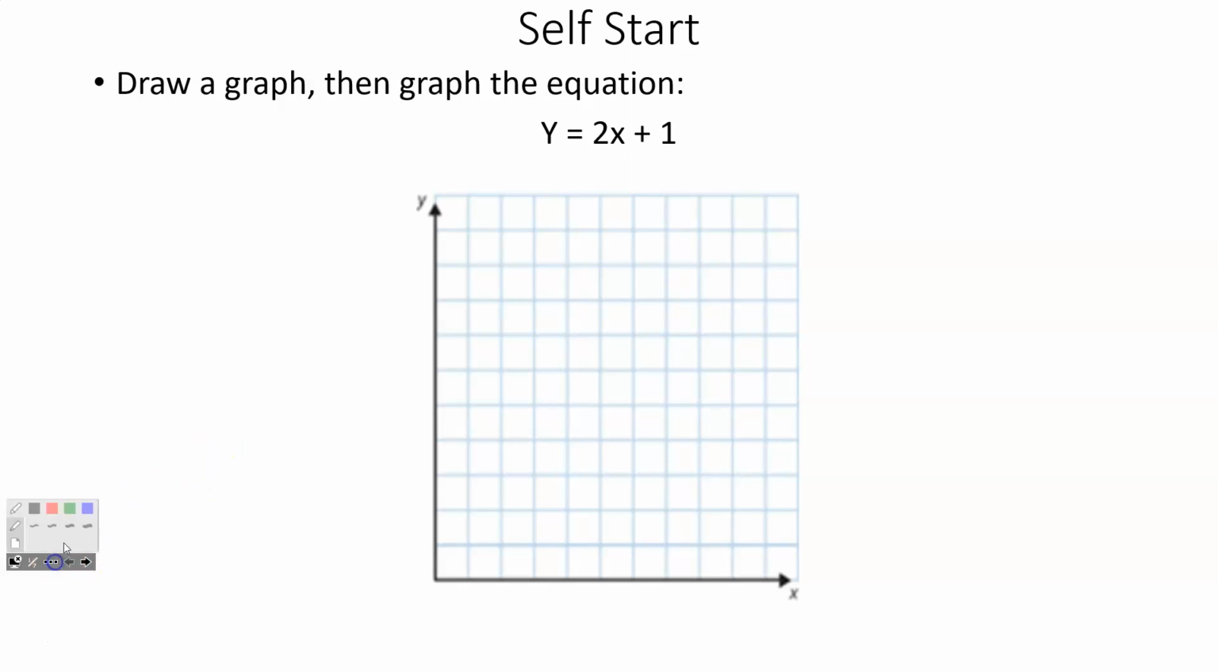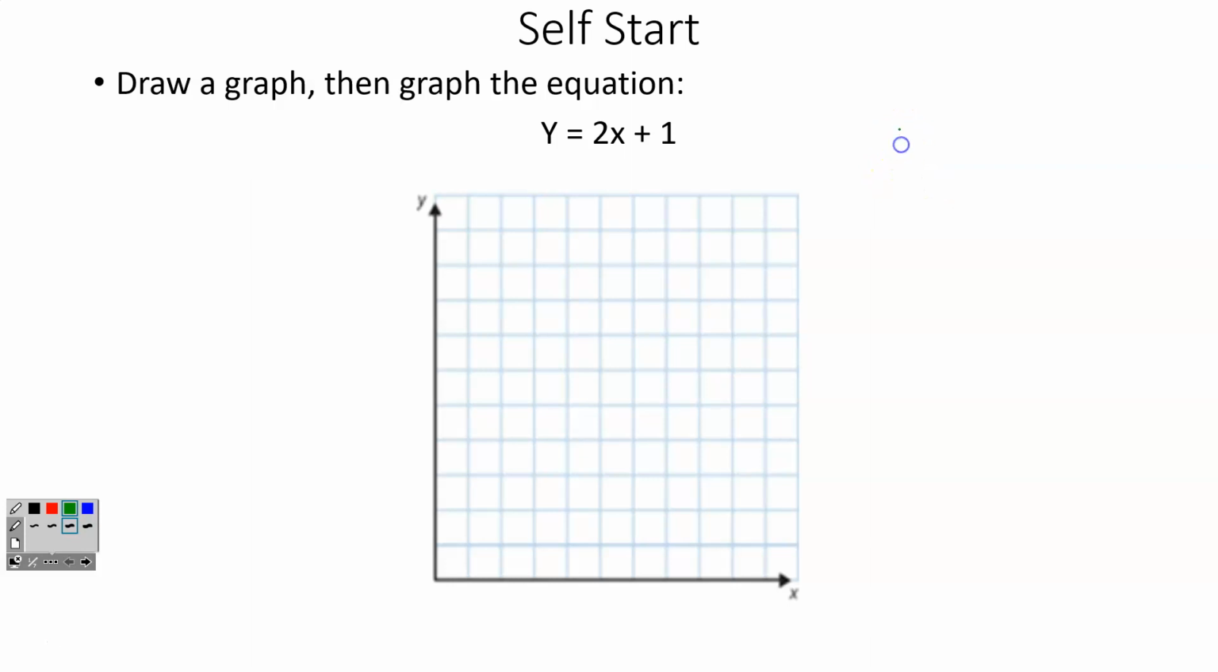So for self-start today, the only thing that I had students do was draw a graph. Something like this is simple enough. And then graph the equation 2x plus 1. So in order to do that, we need to plug in a couple of numbers.